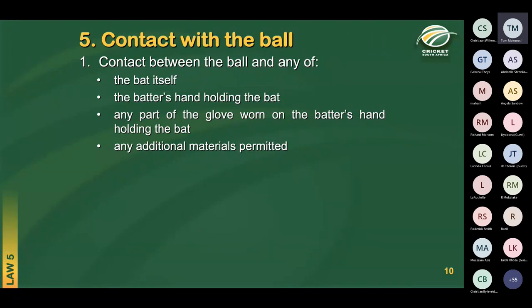So in the previous slide, it did mention that you are allowed materials on the bat, like a grip, for example. So if the ball touches the grip that is protruding above the top of the handle, and that ball flies off the top of that grip to the wicketkeeper, then the batter will be out caught, because the grip being an additional material on the bat is considered part of the bat. And if the ball makes contact with that, that is considered as making contact with the ball.